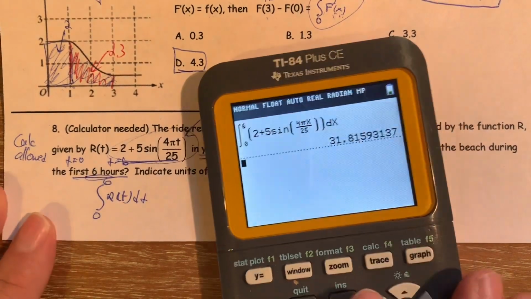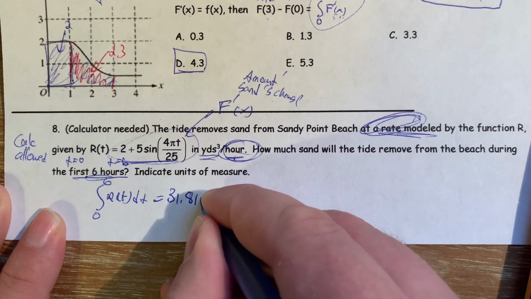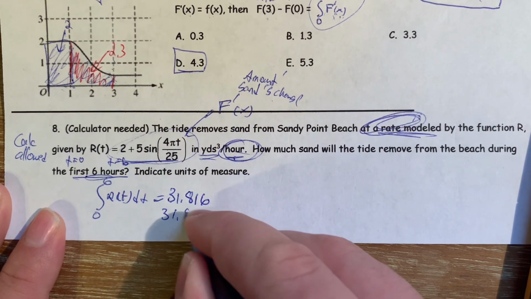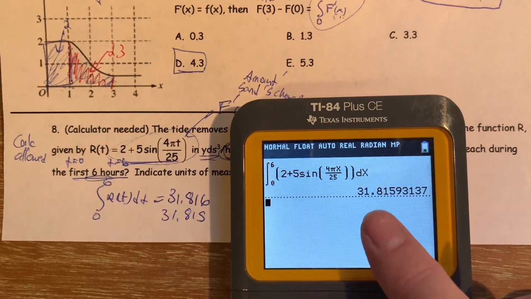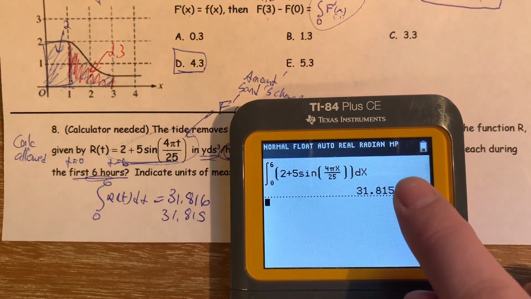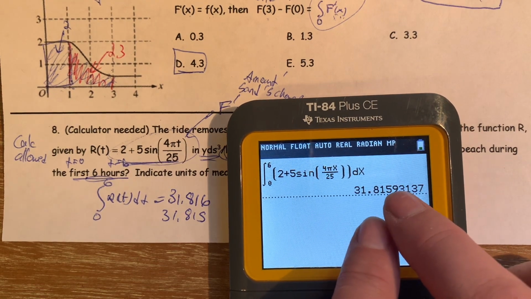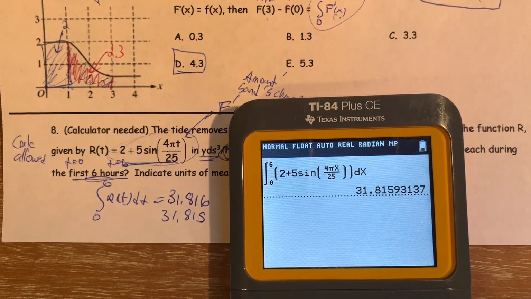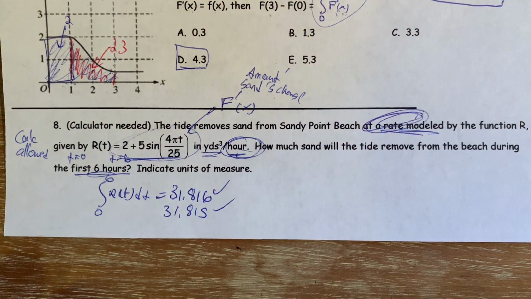It doesn't do it instantly. The amount of sand removed is 31.816. It's also fine to put 31.815. The AP exam allows 2 forms of rounding. It allows rounding by cutting it off, by just chopping off the end. And it also allows normal rounding, which is rounding up the next number to 6. That's the normal way of rounding it, but you'd also get credit for putting 5.